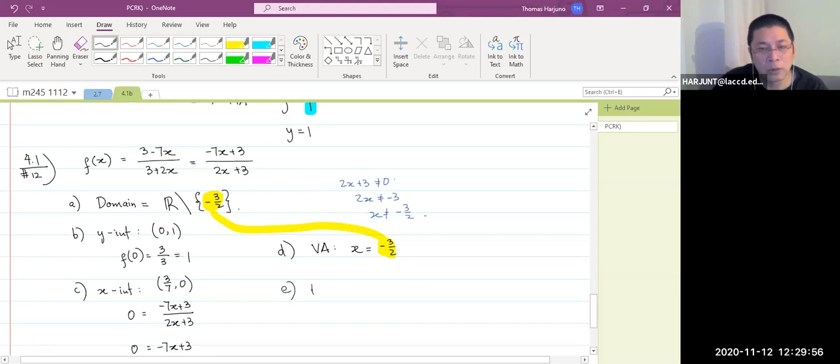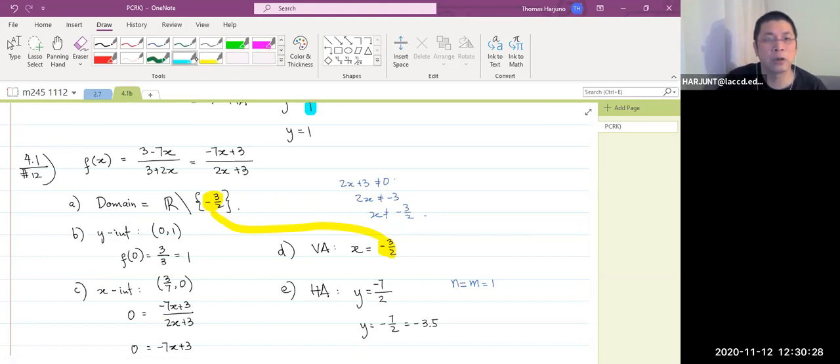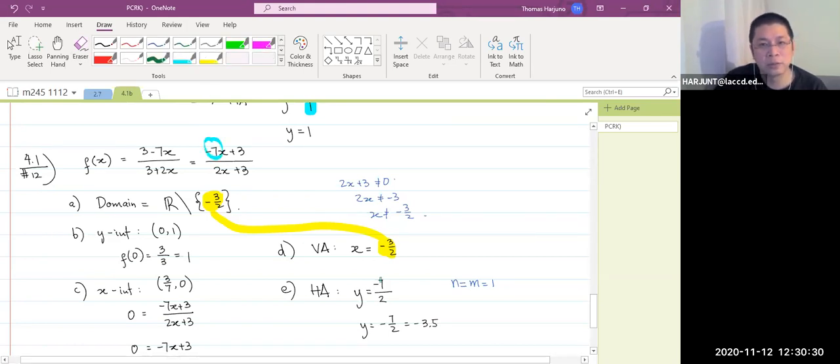Part E, how about the horizontal asymptote? Notice that they have the same degree. The degree of the top is 1, the degree of the bottom also equals 1. So the horizontal asymptote is y equals the leading coefficient over the leading coefficient. So y equals negative 7/2, or negative 3.5. The leading coefficient we were talking about is this leading coefficient and this leading coefficient.